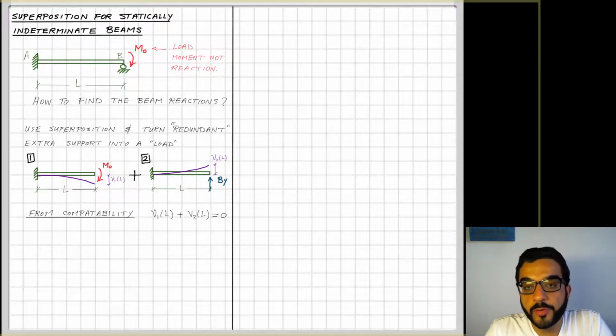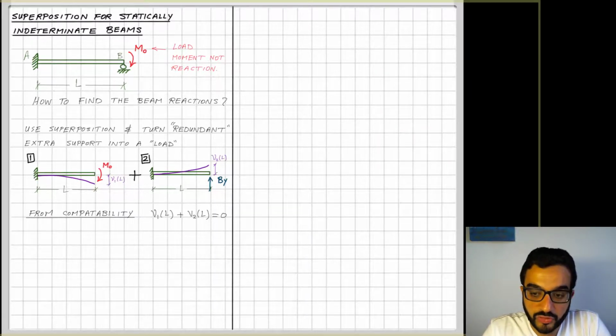So now from compatibility, point B is supported by a roller, so this means the vertical movement of the beam at this point is constrained by the support. So whatever new, or deflection, in the first and the second load case, when I add them together, they should add up to 0. So ν(L) here means it's the deflection of the beam at x distance equal to L. So that's just short for that.